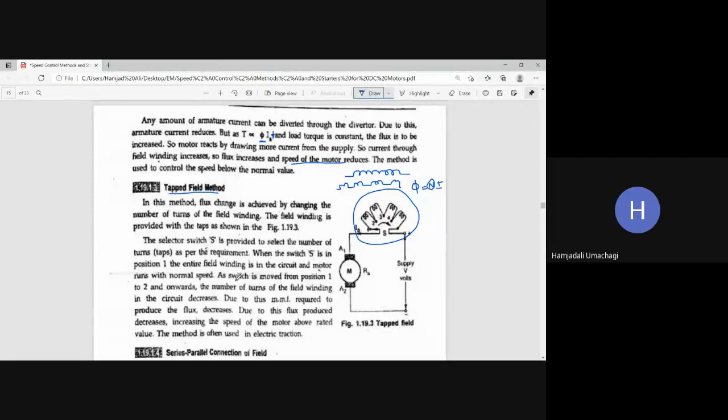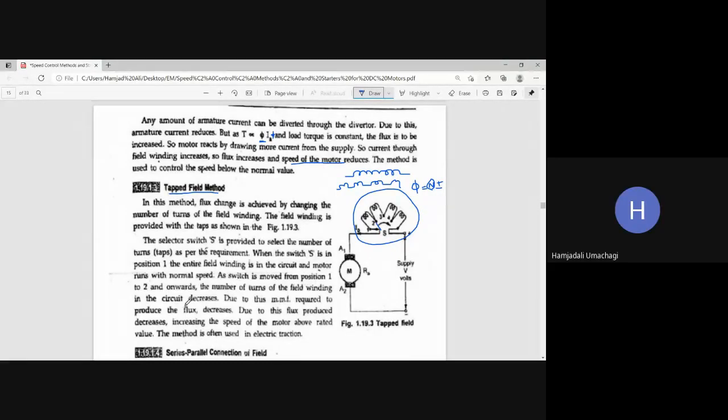Then as the switch is moved from position 1 to position 2, what about the number of turns? Are they going to increase or decrease now? Decrease, sir. So the number of turns will keep on decreasing when I move the switch to position number 2, then to position number 3, and so on. The number of turns of the field winding in the circuit keeps on decreasing. So if the number of turns keeps on decreasing, then what about the flux? Decreases, sir. Flux will be decreasing.